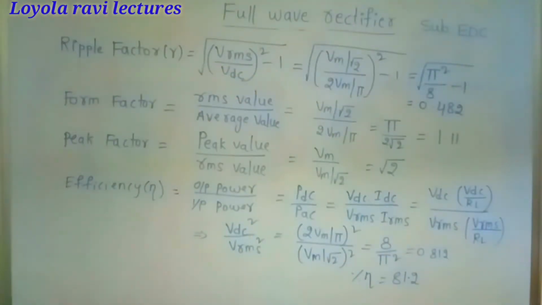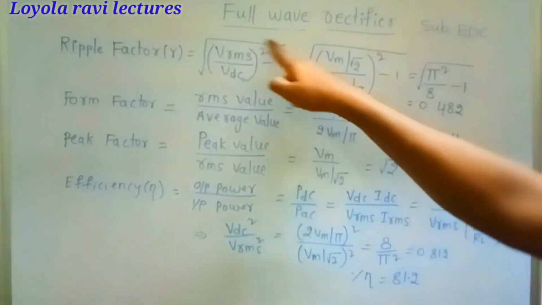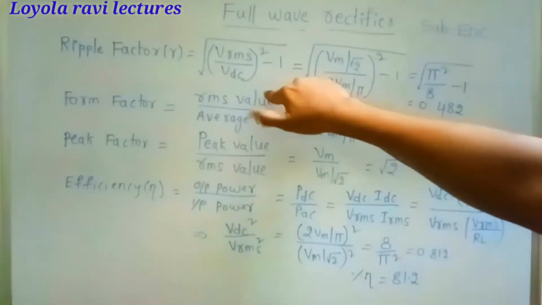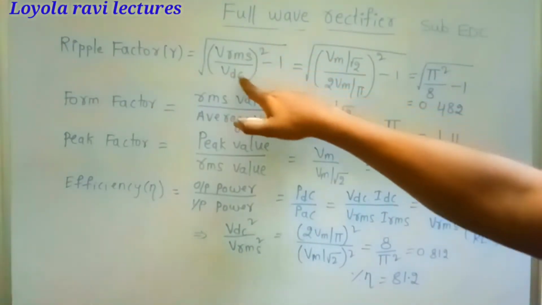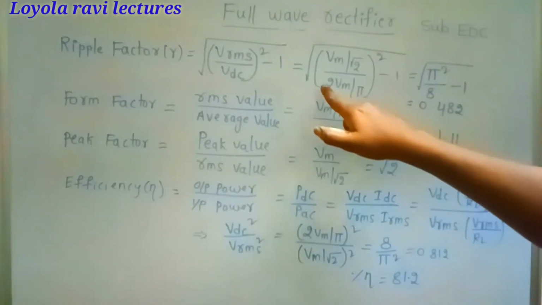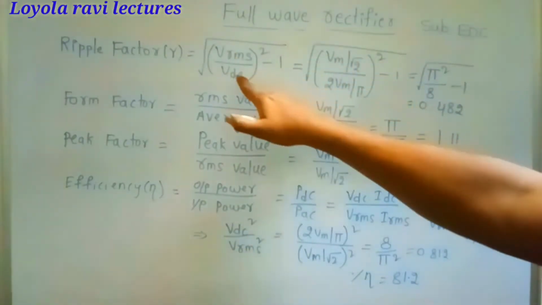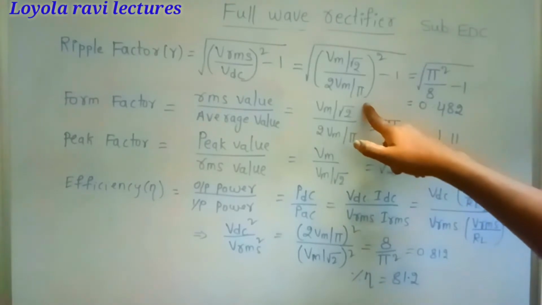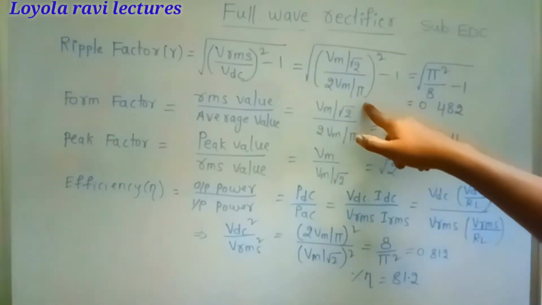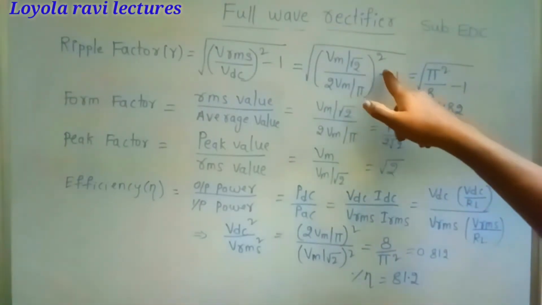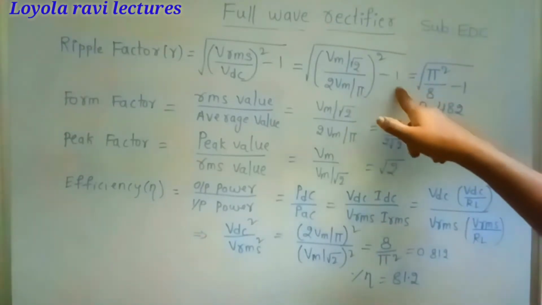Ripple factor gamma is equal to square root of (VRMS by VDC) whole square minus 1. The VRMS value is Vm by root 2, and the VDC value is 2 Vm by pi, which we already calculated earlier. Then, Vm by root 2 by 2 Vm by pi, whole square minus 1.